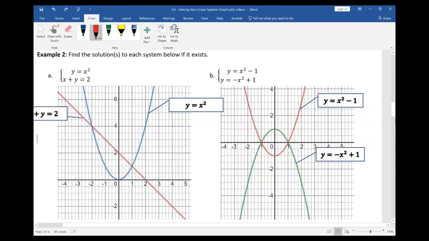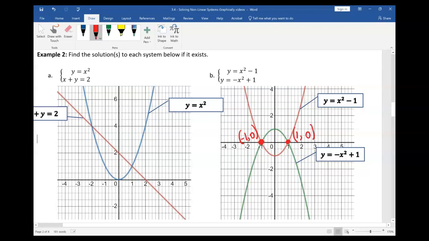Let's continue with example number 2, part B. We have to find the solution of this system. To find the solution to the system, we have to find the points of intersection, the points where the graphs meet. So let's look at the graph and see where the two graphs meet. We notice this is the first point where the graphs meet. The coordinates are -1, 0. And the second point, it's right here. The coordinates for this point are 1, 0.